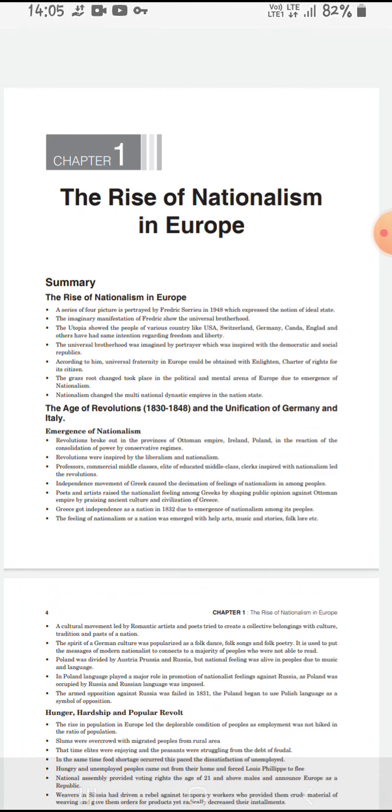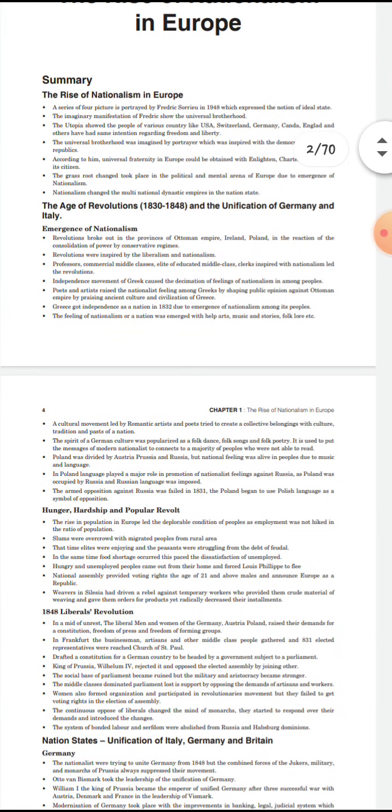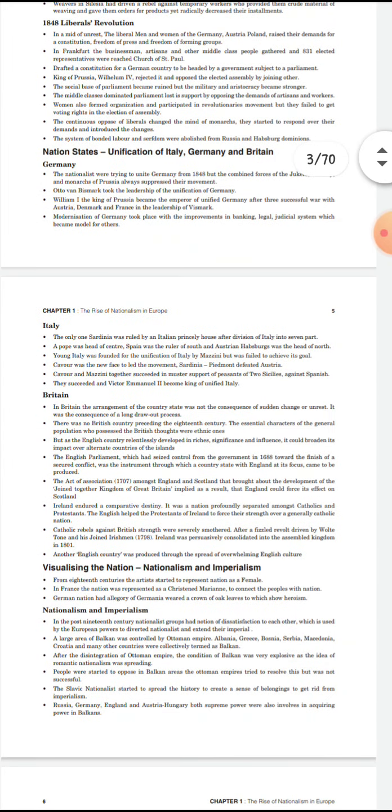So today I'm going to explain to you the 10th standard sociology first chapter, and this is West Bengal medium. The first chapter is the rise of nationalism in Europe, part 2. In the last video I explained about the age of revolutions and the unifications of Germany and Italy. Next, I will explain Britain.